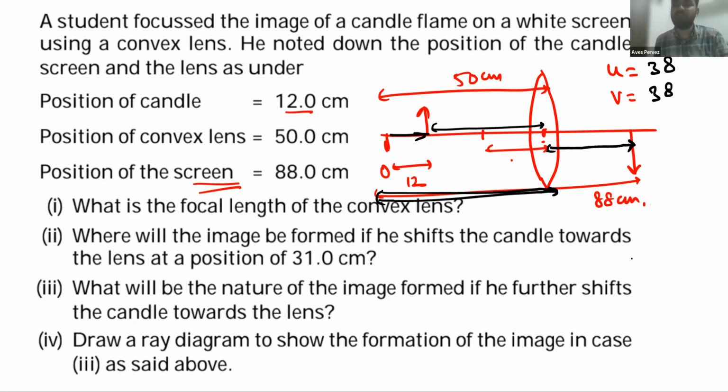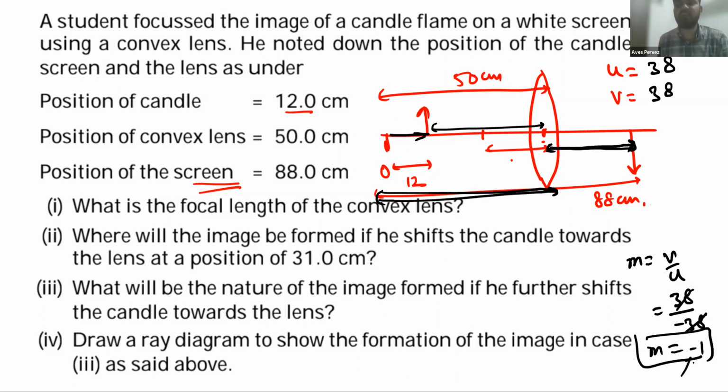So here you can calculate that for the lens, m is equal to plus v by u. Here v should be taken as positive because this distance is positive, so you will take 38, and u is always taken as negative, that is minus 38. This gives -1. The minus sign indicates a real image, and 1 indicates the same size. A same-size image can be formed by a convex lens when the object is placed exactly at R.